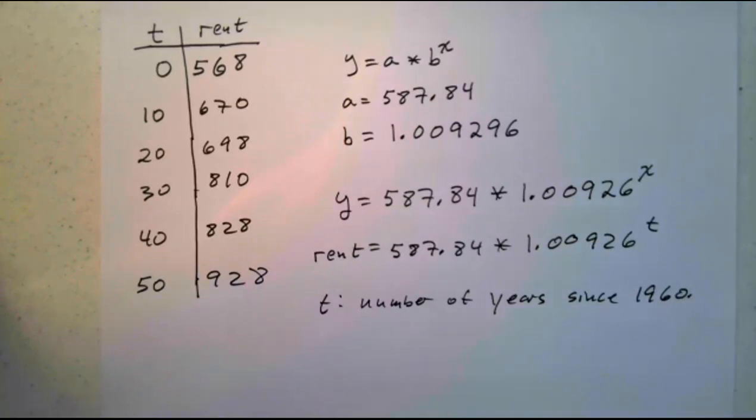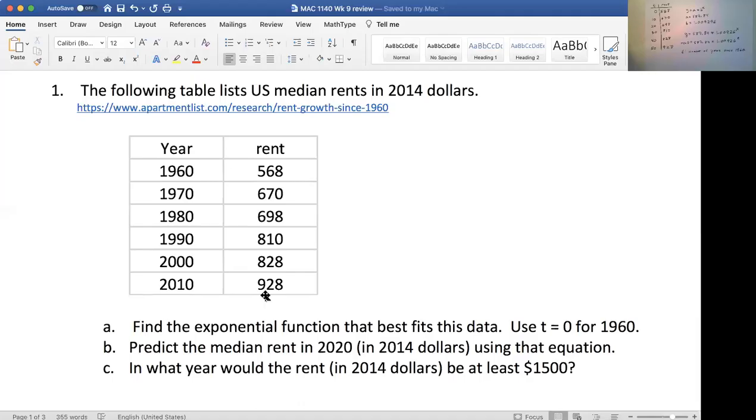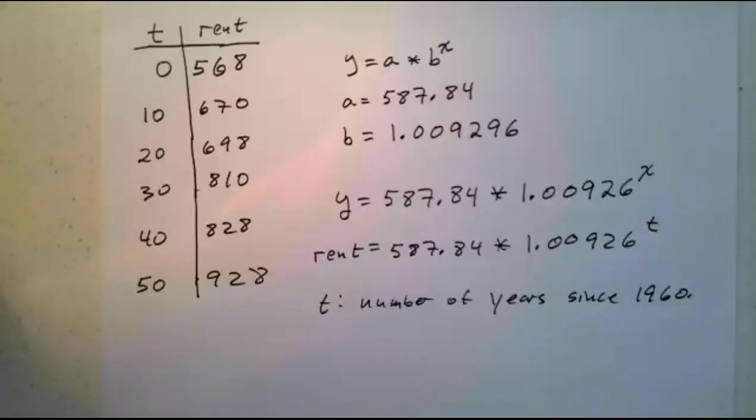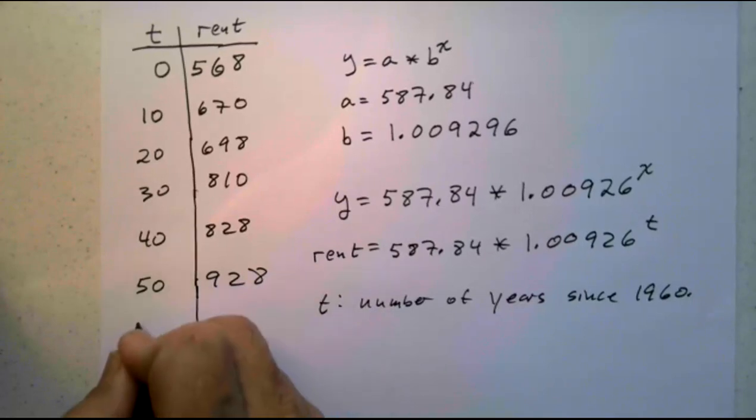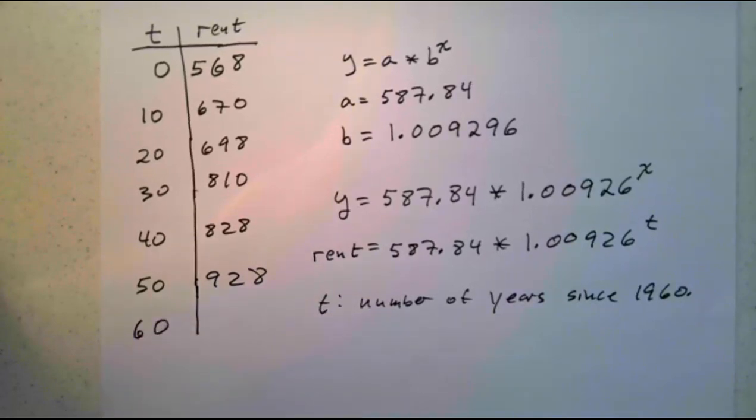So that's our equation. We've done that. Now, what is the question asking us to do? Predict the mean in 2020. Well, what would T be? In 2020, T would be 60.